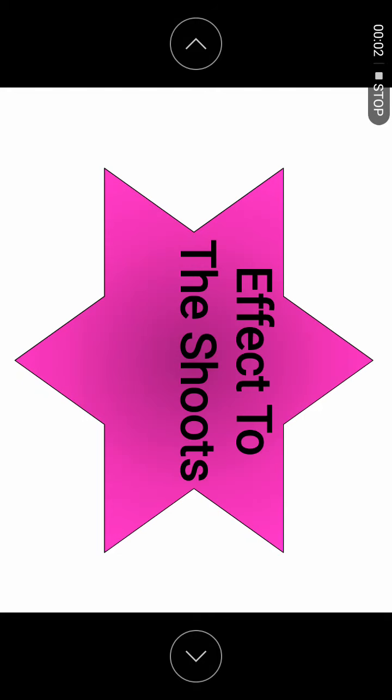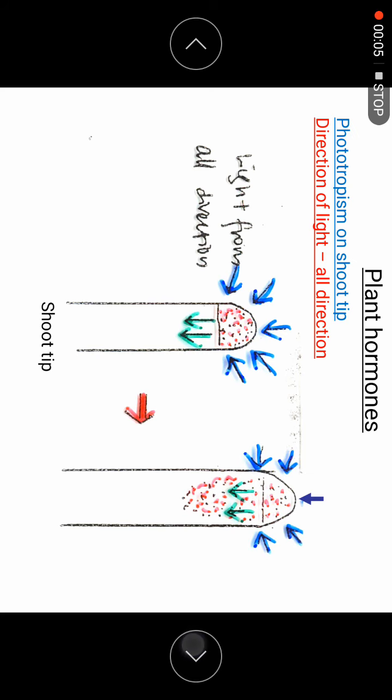So now we will see the effects of auxin on the shoots. Just now we have shown that auxin is produced at the tips, right? So let's say we do some experiment on that.